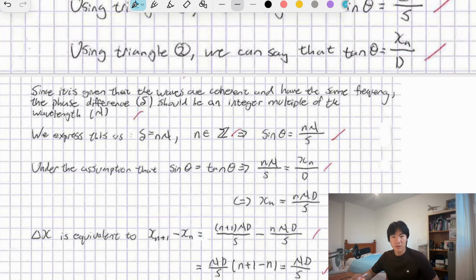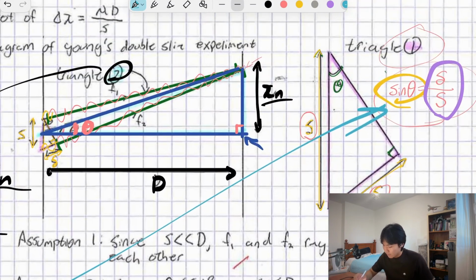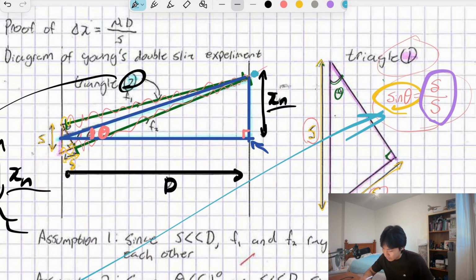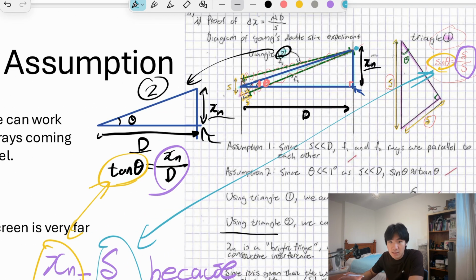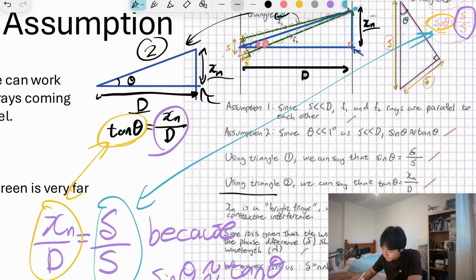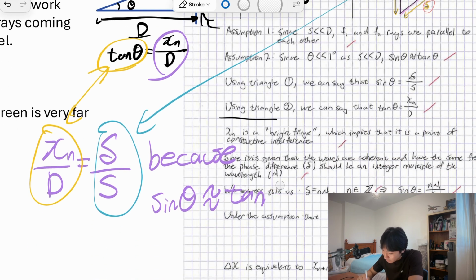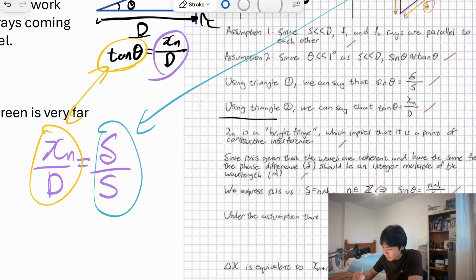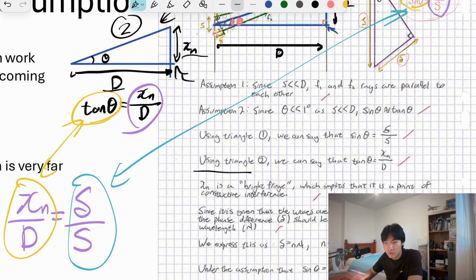What do we mention about the bright fringe, about the spot that is here, the xn position? We said that we're assuming that it is a zone of constructive interference. Makes sense, right? Under the assumption that that zone is constructive interference, I wrote here, xn is a bright fringe, which implies that it's a point of constructive interference.